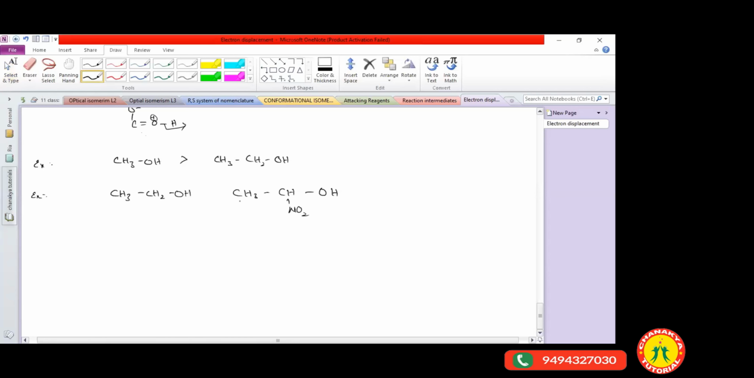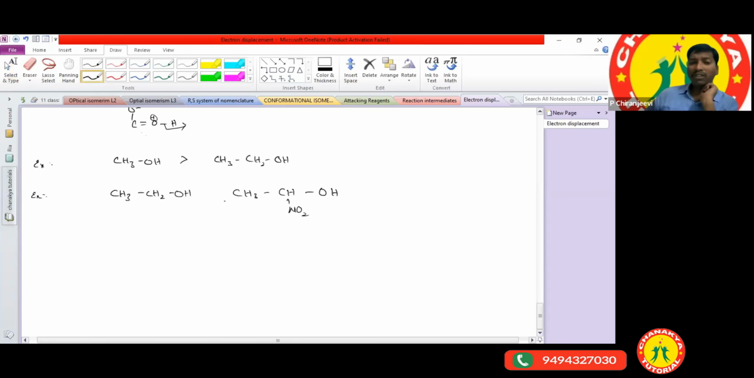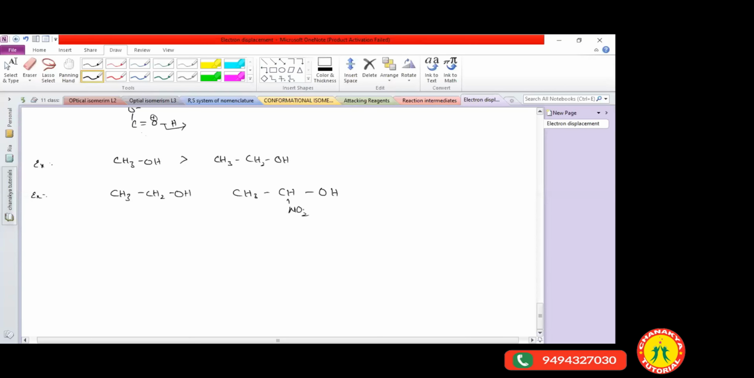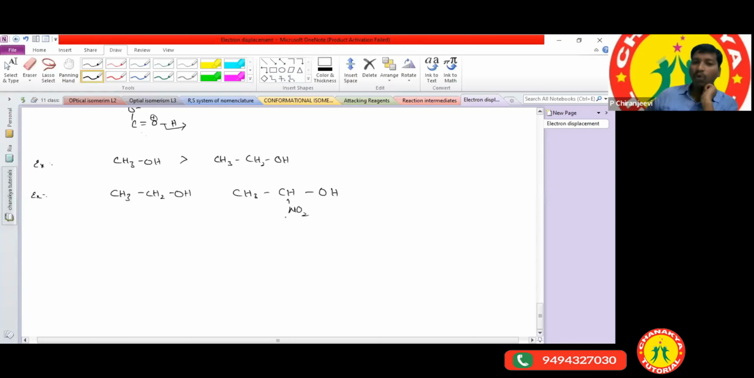Which one is more acidic? The second one, because it has an electron withdrawing group. Very good, Aditi. The second one is attached with the electron withdrawing group. If the number of electron withdrawing groups increases, the acidic strength also increases. The first one is attached only with an electron donating group, but the second one contains the electron withdrawing group also.